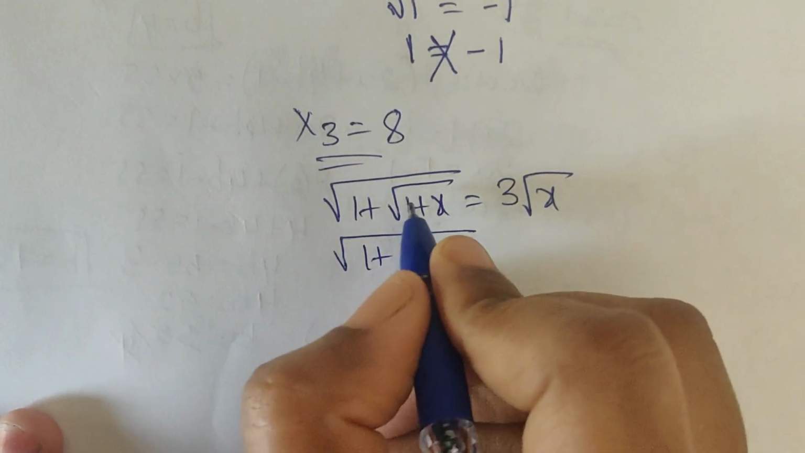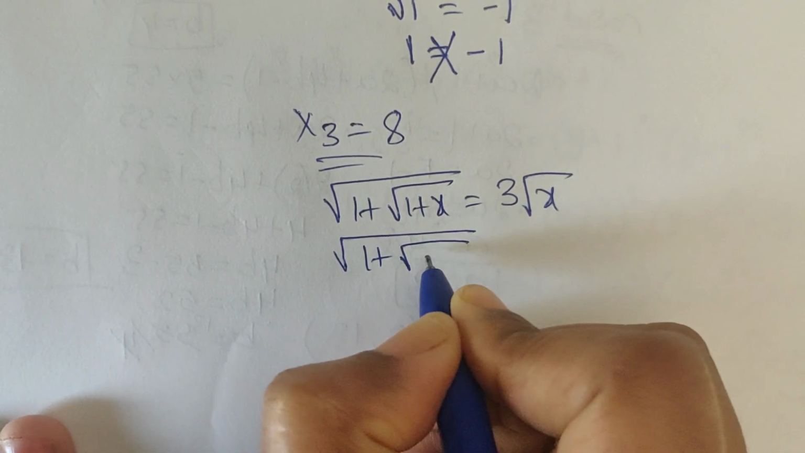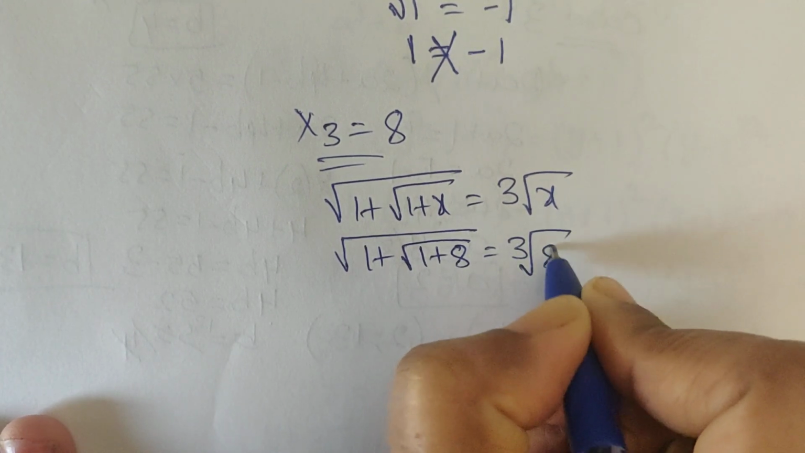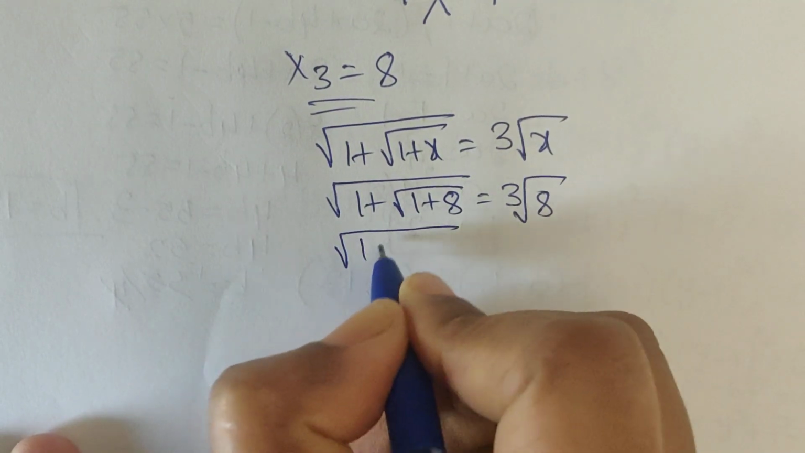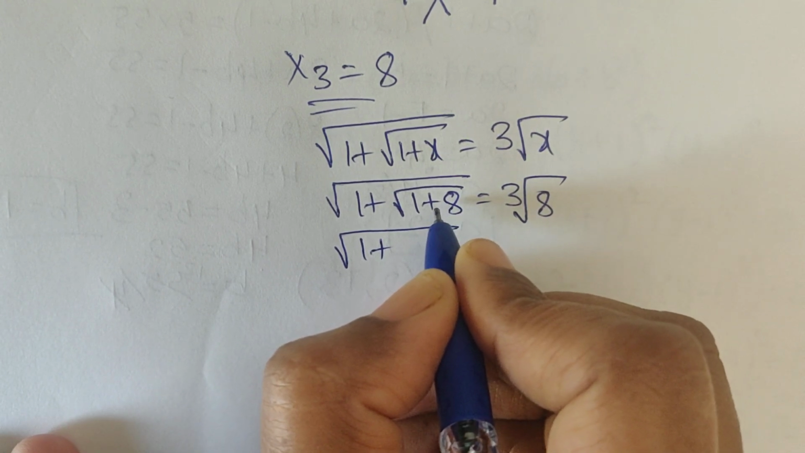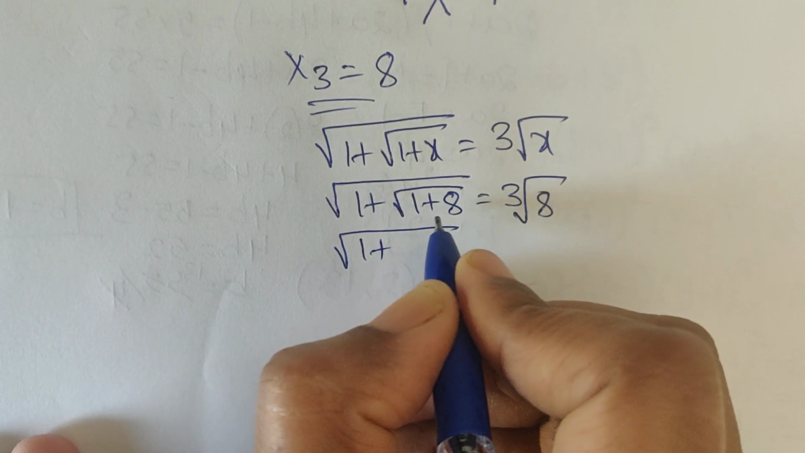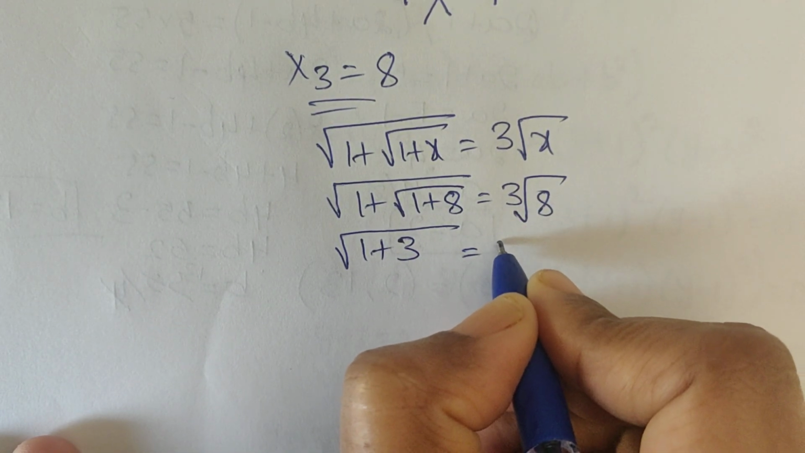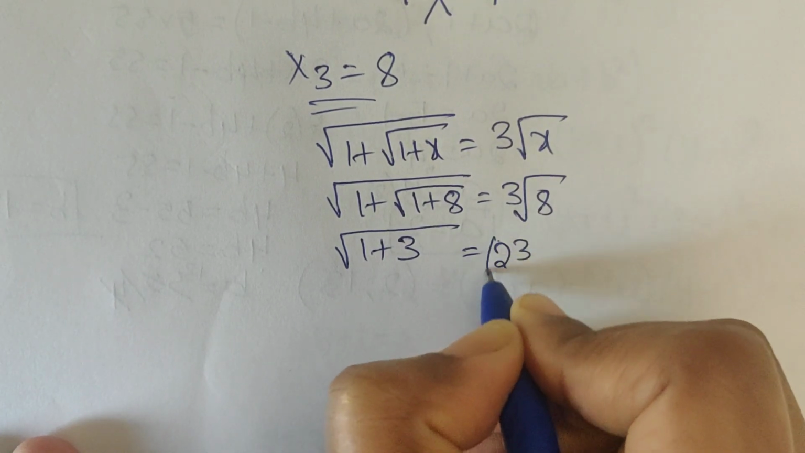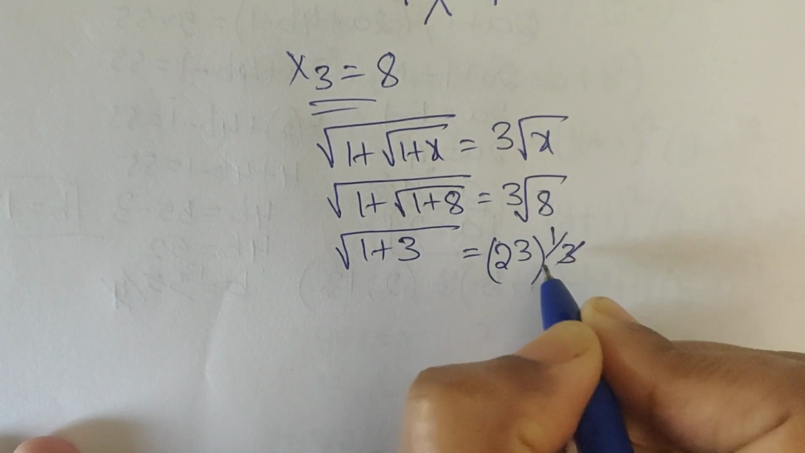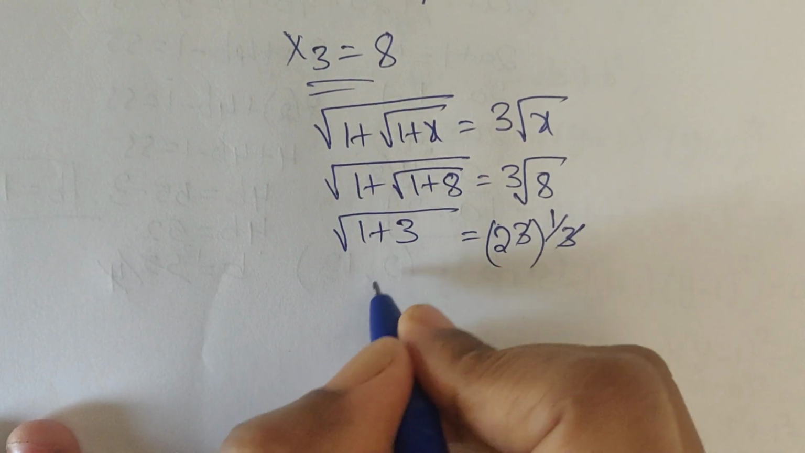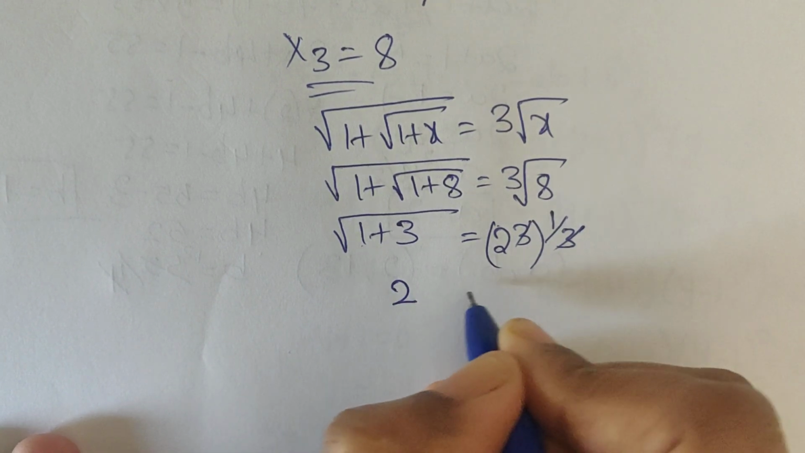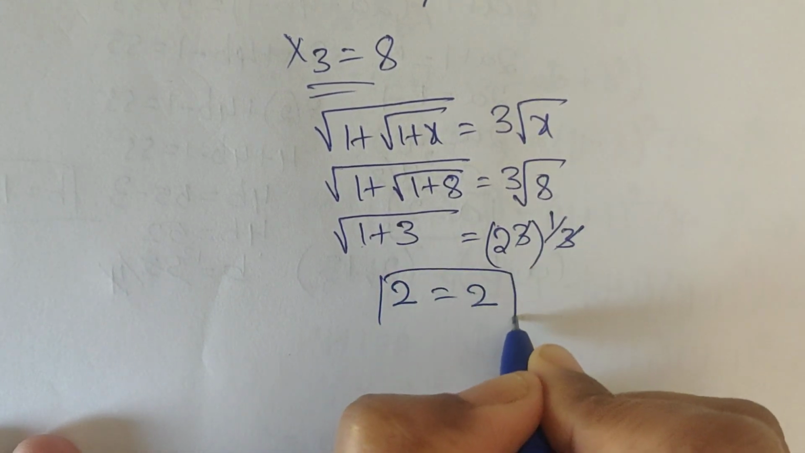Now just substitute the value x equal to 8 in this equation. Square root of 1 plus square root of 1 plus 8 is equal to cube root of 8. So here 1 plus 8 is equal to 9, and square root of 9 is equal to 3. Here 2 cube whole to the power of 1 by 3, so the 3 gets cancelled. So 1 plus 3 which is equal to 4, and square root of 4 is equal to 2. So this is true.